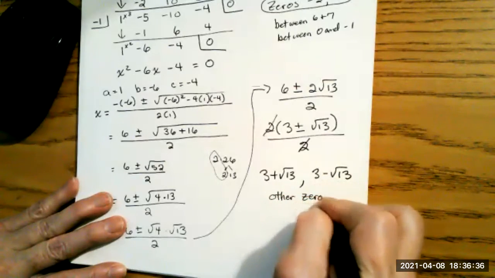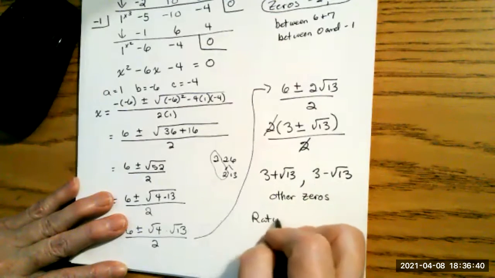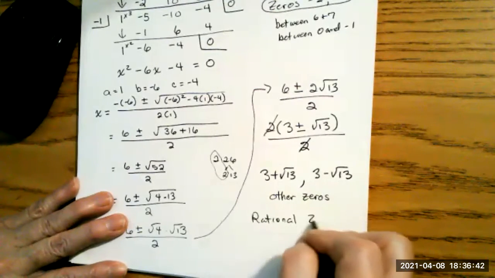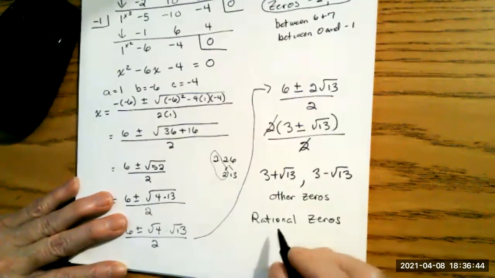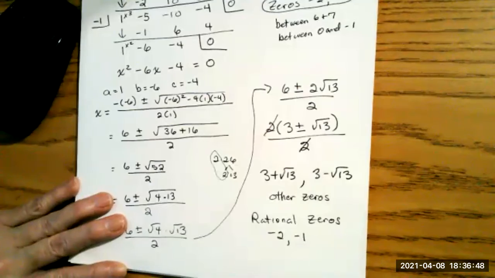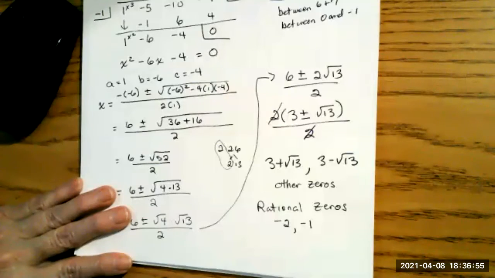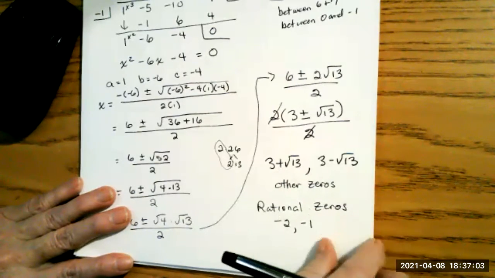These are irrational zeros. And my rational zeros are -2 and -1. Now, how would I write all that in factored form? Because that's the other thing it says. You have to write them in factored form. After you get these 4 zeros, how do you write it in factored form? Does anybody remember?